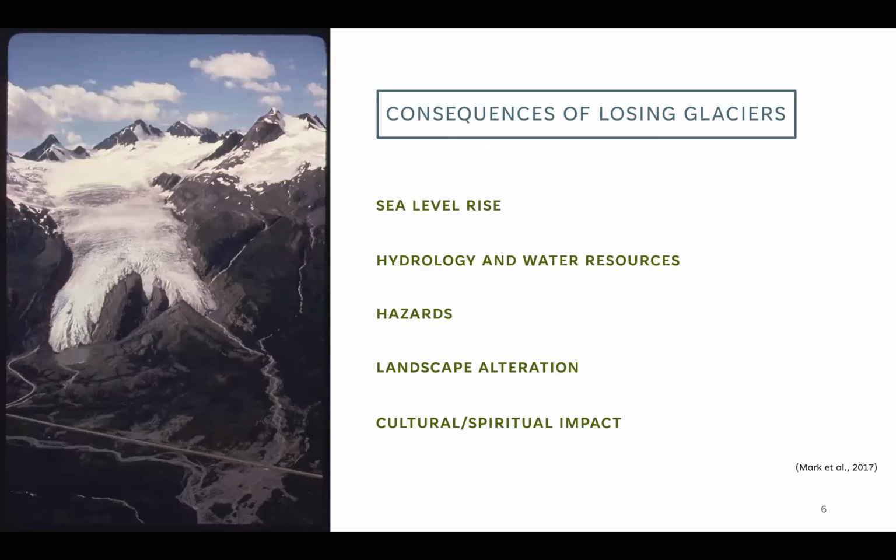Consequences of rapid alpine glacier retreat include sea level rise, critical impact on the hydrological cycle, landscape alteration and hazards, as well as cultural and spiritual effects on the nearby communities.